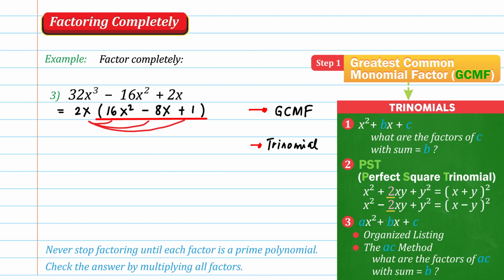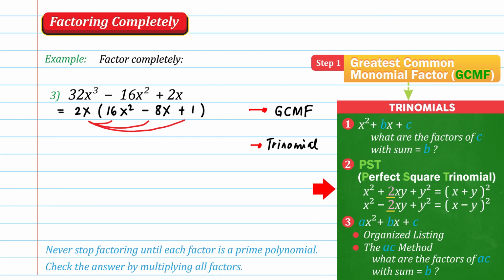Let's check the trinomial if it's the first case where the leading coefficient is equal to 1. By checking, unfortunately, the numerical coefficient of the first term is not 1. It's 16. Sayang, it would have been the easiest case sana if it were the first case. Now, don't worry, we have other cases. But don't get too excited and immediately use organized listing or AC method.